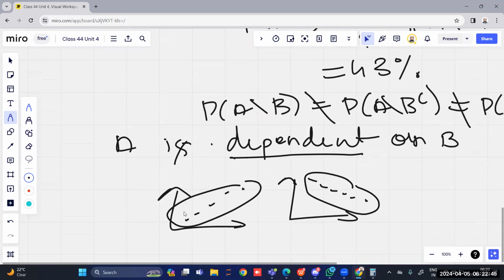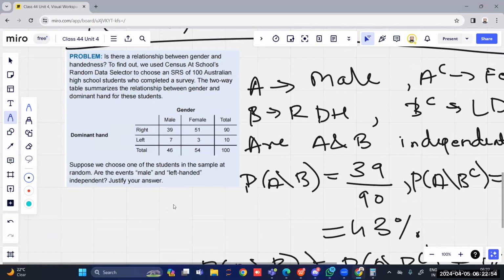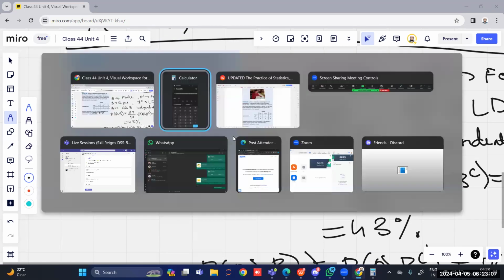So if there is dependency between the two variables, between X and Y, then we can say that they are dependent. Therefore, they have a relationship between them. Suppose we choose one of the students in the sample at random. Are the events male and left-handed independent? So we have proved here that male and left-handed are not independent. They are dependent. Is it clear?